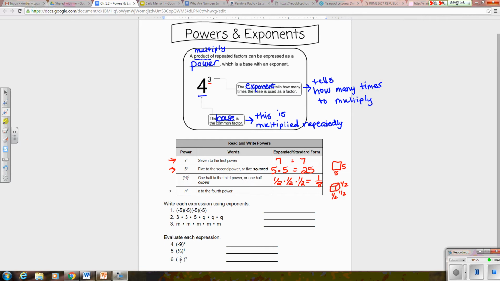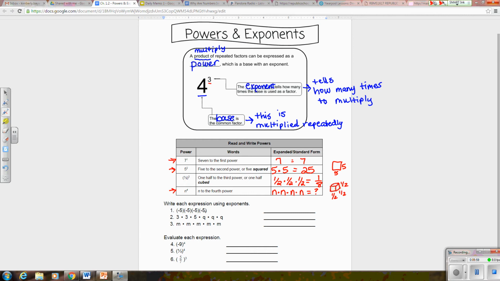And then lastly, let's take it to a variable because it does apply to variables as well. Okay, n to the 4th power. That's how this is written. N is my base. My exponent is 4, telling me here to do 4 n's multiplied together. So n times n times n times n. I cannot do a standard form because I don't know what the number n is. So I can't actually get an answer. This is as much as I can do. I can do the exponent form and I can do the expanded form. And that's as far as I can go.